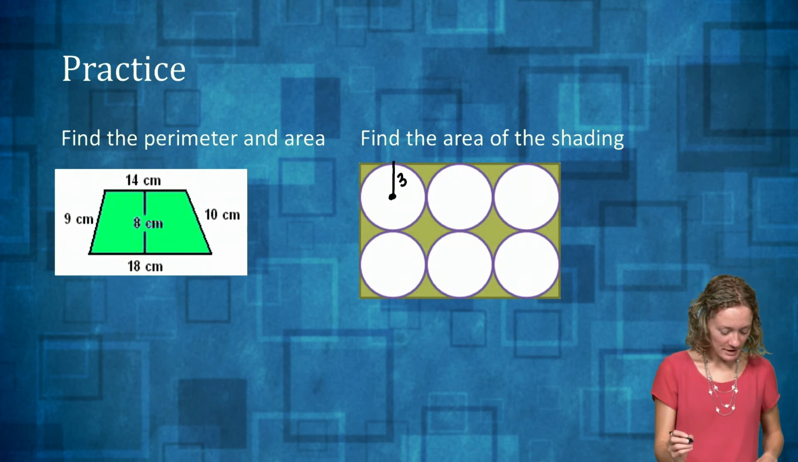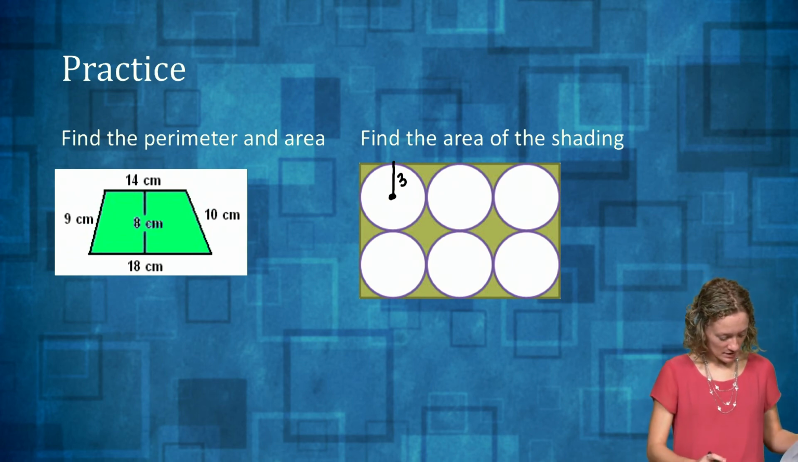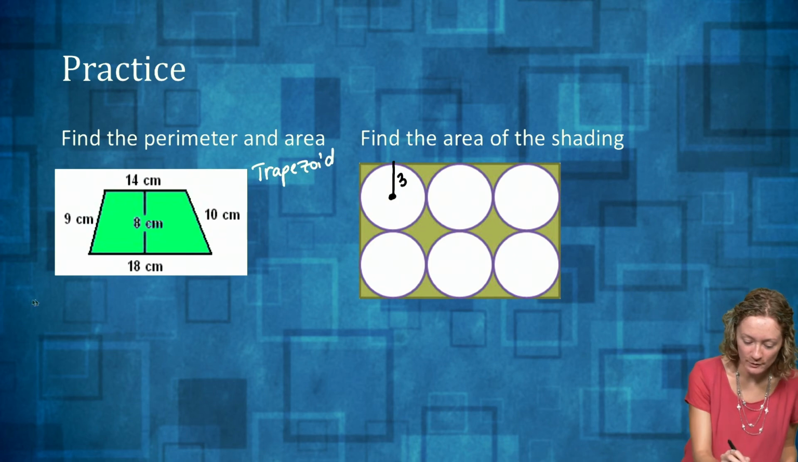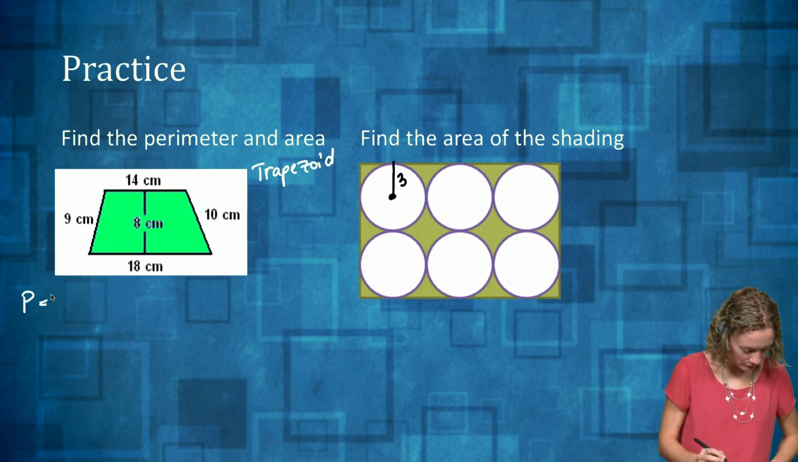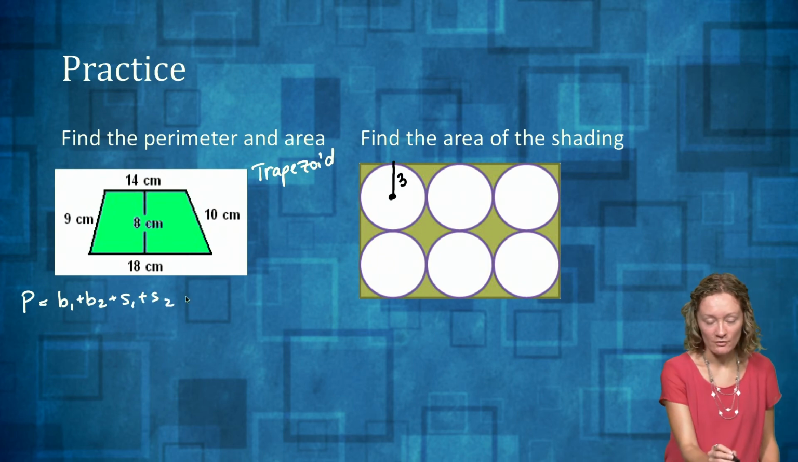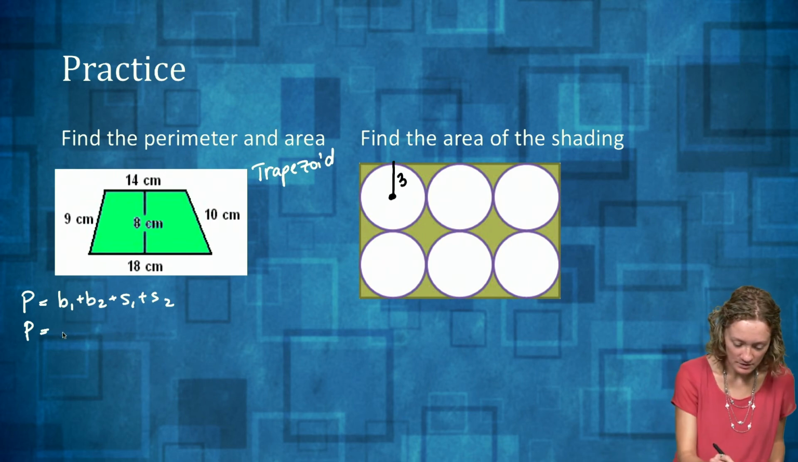So let's start with the first one. For this one, we very specifically have a trapezoid. We're looking for perimeter and area, so I'm going to list the formula first. For a trapezoid, it's pretty straightforward: base 1 plus base 2 plus side 1 plus side 2. We have all 4 of those things, so it's just a matter of plugging in the numbers. Let's write them in the same order.